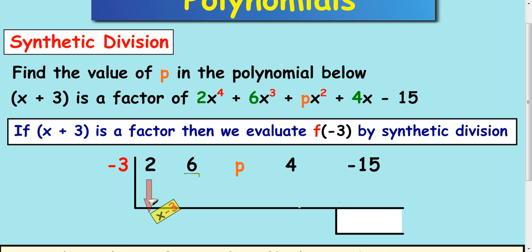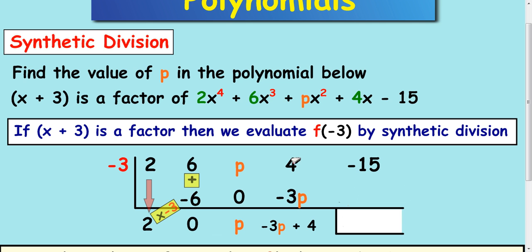So as before, drop down 2, and then multiply by the negative 3, so you get negative 6. Add these two together to get 0. Multiply by negative 3 to get 0. 0 plus p is just p. Then multiply, so negative 3 multiplied by p is negative 3p. And then add these two together. Negative 3p plus 4. Leave it like that.